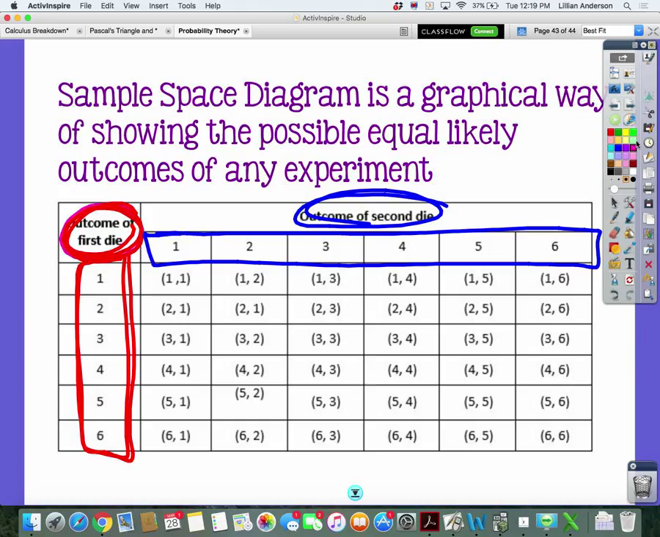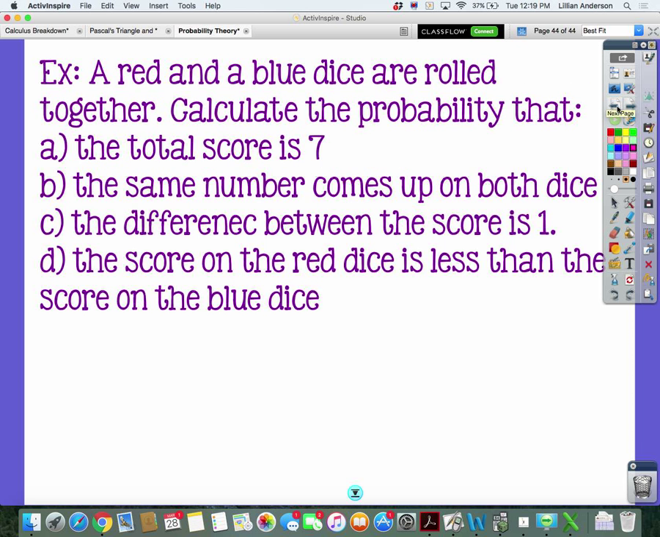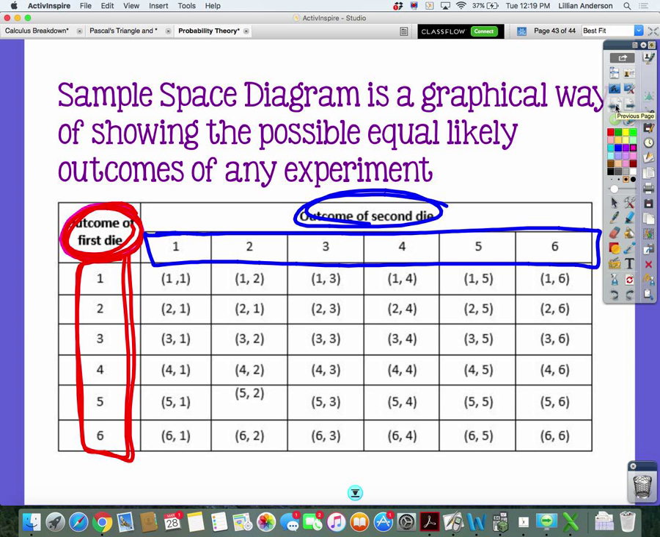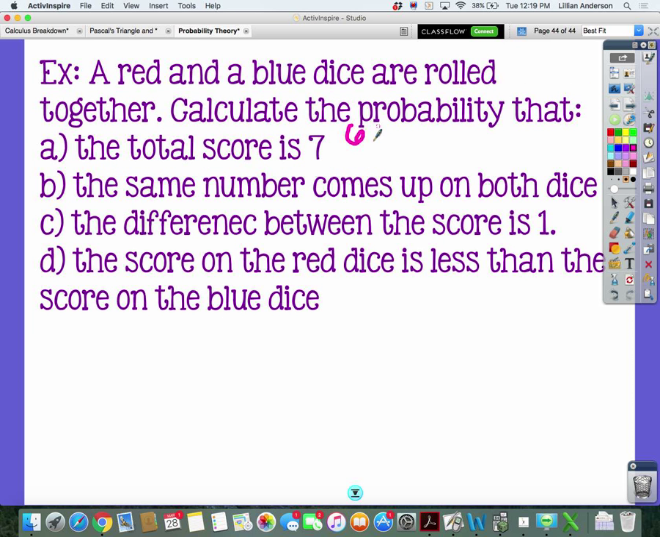The first question says, what is the probability that the total score is 7? How many of these outcomes have a total of 7? Count in your head so we don't throw anybody's counting off. How many of these have a sum of 7? There's 6. So it's going to be 6 out of 36, but you can leave it like that. If you want to reduce it, you can. Questions? No. Okay.